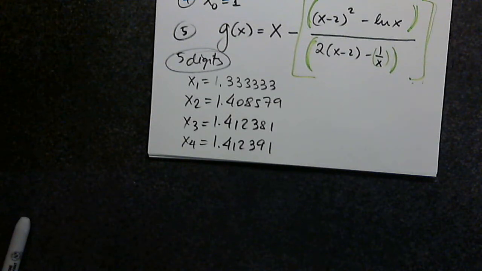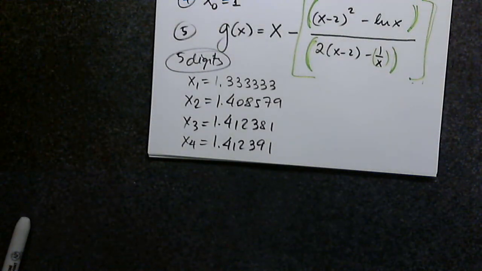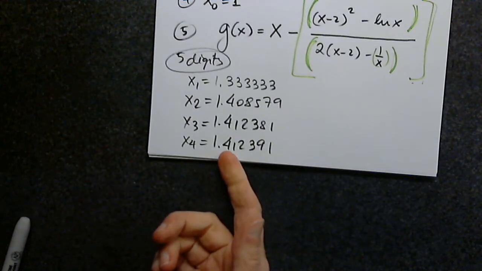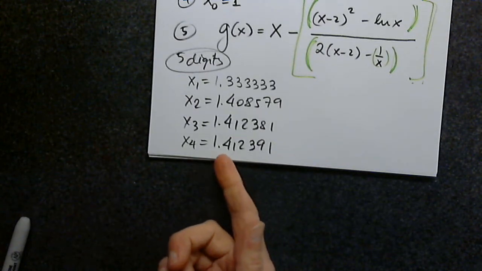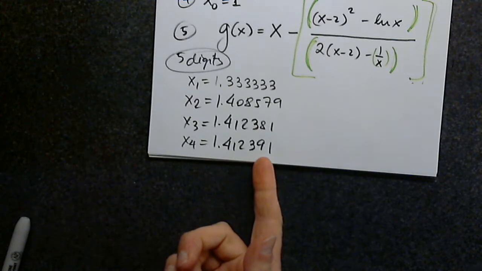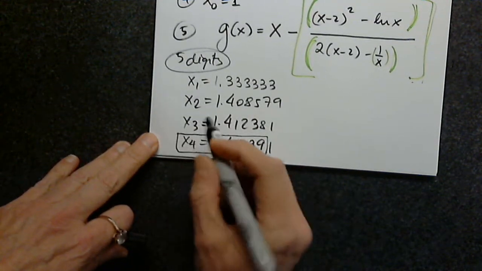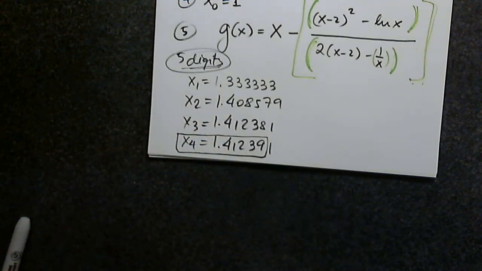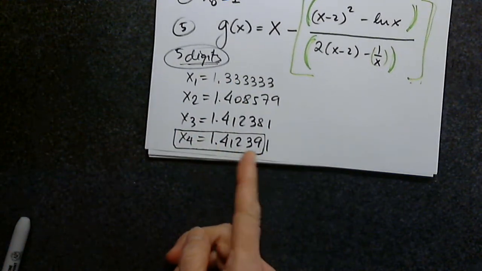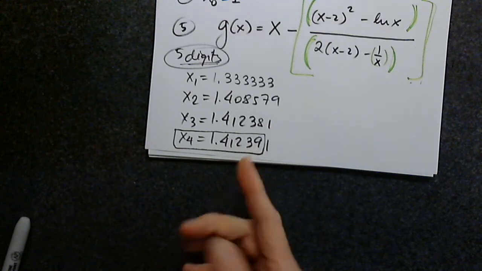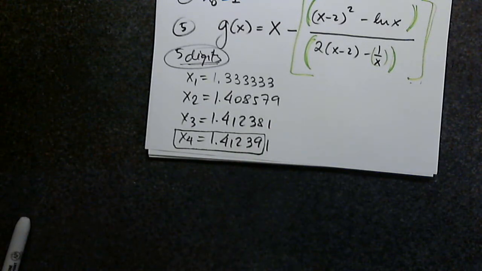So we solved an equation that no one can solve. Yes, it's 1.41239. This is what we wanted because we decided 5 digits: 1, 2, 3, 4, 5 digits. Once they repeat, I stop at the previous iteration. And of course, you can go on forever.